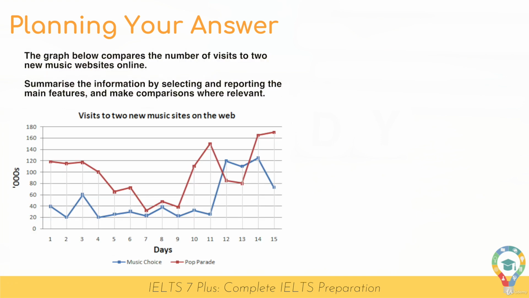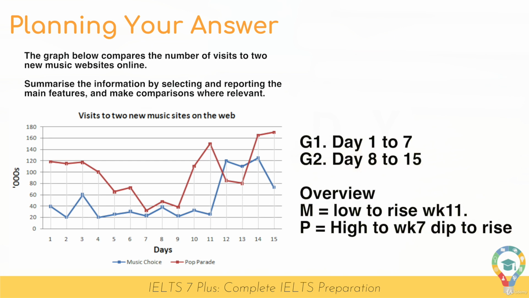The graph below compares the number of visits of 2 new music websites online. Summarize the information by selecting and reporting the main features and make comparisons where relevant. The plan I'm going to show you now contains only 3 parts and can quickly be made in under 1 minute. Have a look at this. At first, you might be a little bit confused, but I guarantee this method of planning will be quick and also help you write a well-rounded, higher scoring answer. So, let me explain what each part means.